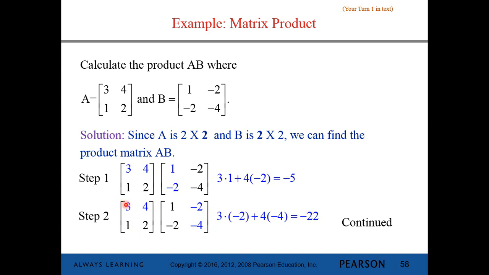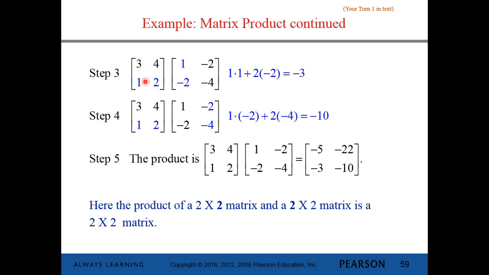Okay, so 3 times -2 is -6. 4 times -4 is -16. -16 plus -6 is -22. Okay, and then now we're done with the second column. Now we're going to go to the second row, first column, to get the third one. So that's what we're going to do here.